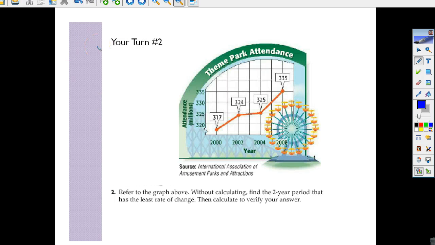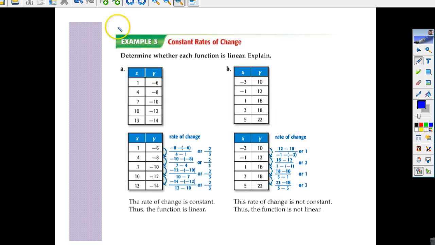Okay. Alright, so here's your turn number 2. So it's the same graph. Without calculating, find a 2-year period that has the least rate of change. Then calculate to verify your answer. So go ahead to number 2 and come back when you're done. Okay, welcome back.